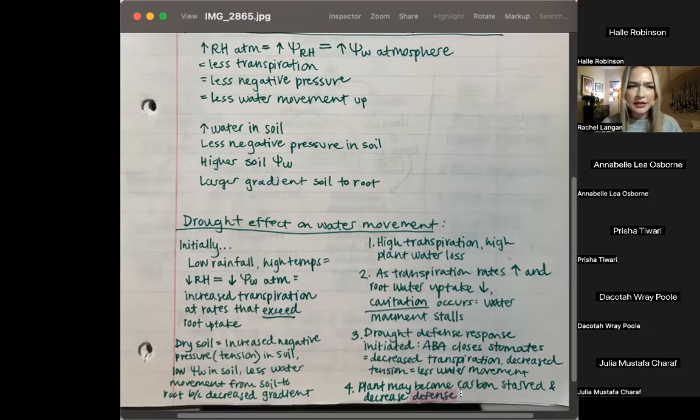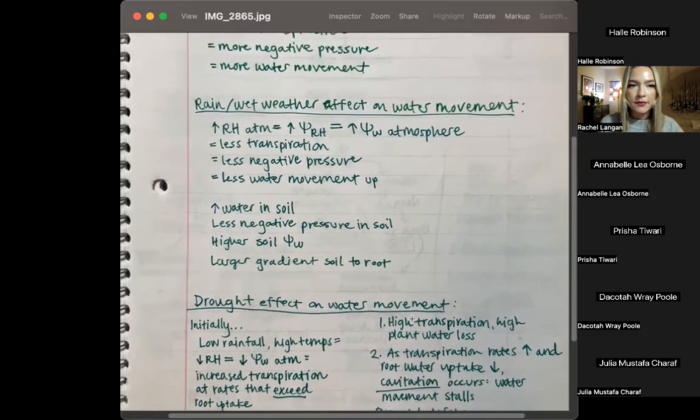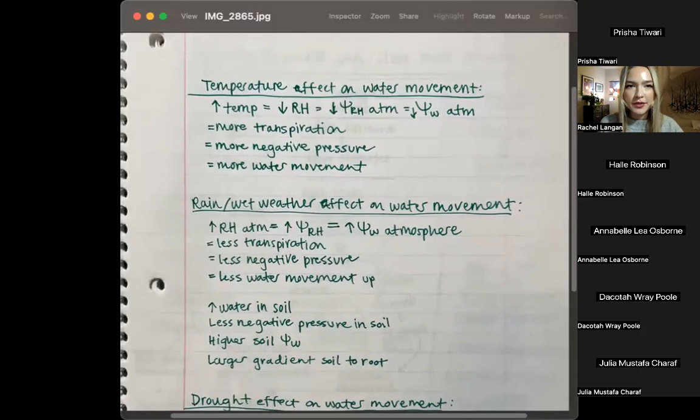Okay, any questions on this stuff? Feel good about water movement so far?